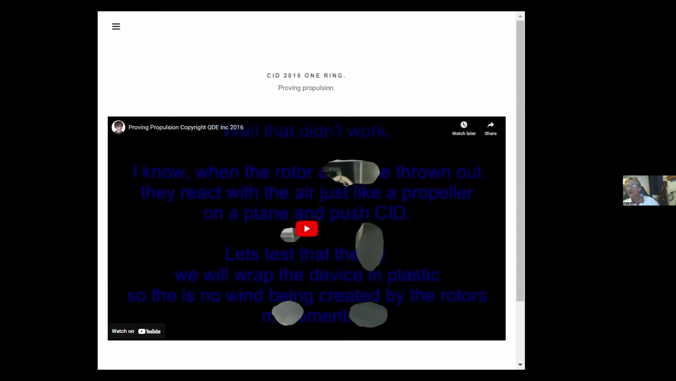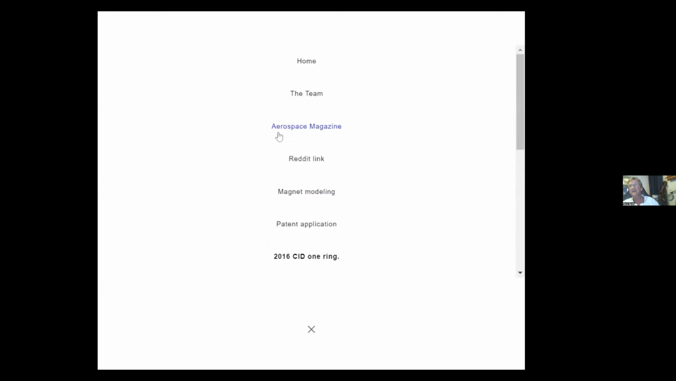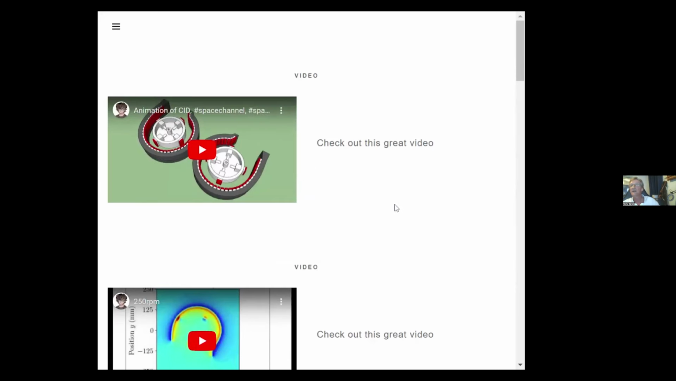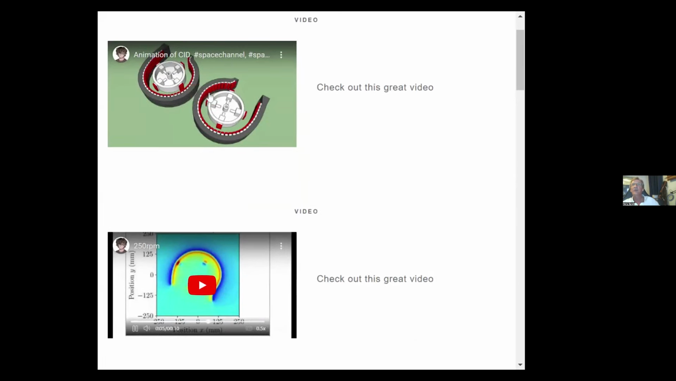I thought I had everything up. It was the SID, you know, the regular SID. I can show it on the magnet modeling. Yeah. So we came up with this, which is the dual rotation system, which stops the counter rotation.